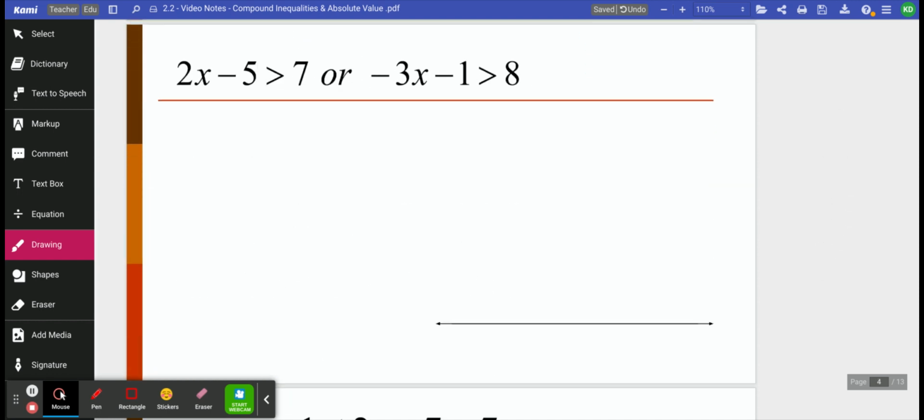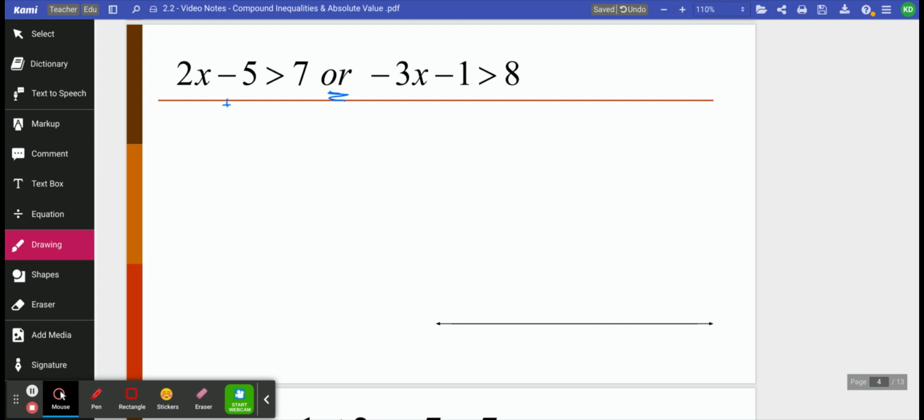So here's an example. We know this is an "or" because it has the word "or" right in the middle, right? No tricks to it. It says "or" right there. So what we're going to do is solve and graph both of these two inequalities and put them together on one number line. So just do one at a time.